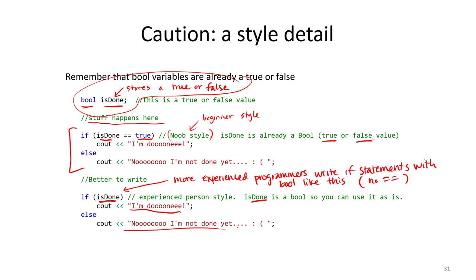This is a very minor style detail, so if I was grading your program, I wouldn't take off points for this, but it's something to notice because you will see that experienced programmers will simply write if is done. Because specifically for Bool variables already have a true or a false. So a more efficient notation is to simply use is done as your Boolean.